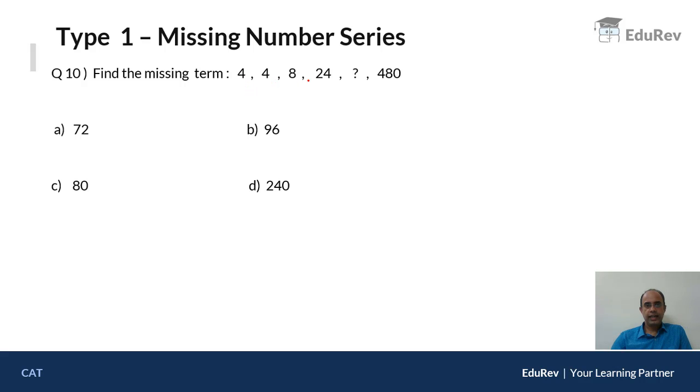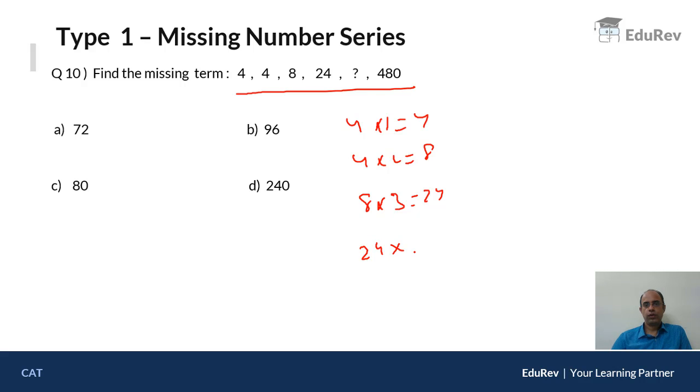Now, coming to the last question, find the missing term. 4, 4, 8, 24, dash, 480. Nothing, guys. Difference 0, 4, 16. That does not work here. Now 4 into 1 is 4. Now 4 into 2 is 8. 8 into 3 is 24. 24 into 4 should be 96. Therefore, here the missing term is 96.